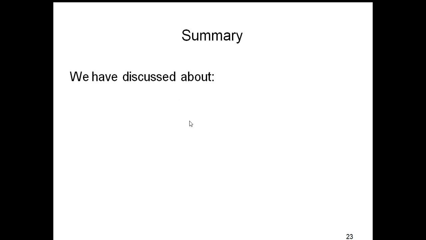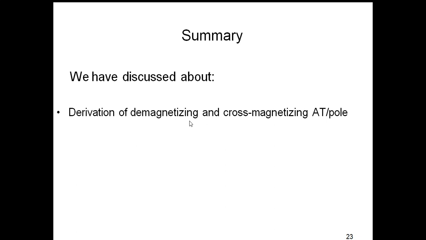Okay, from this we have discussed the derivation of demagnetization and cross magnetizing ampere turns per pole, and we have already learned about neutralizing the effects of armature reaction, that is cross magnetizing and demagnetizing effects. Thank you very much for listening.